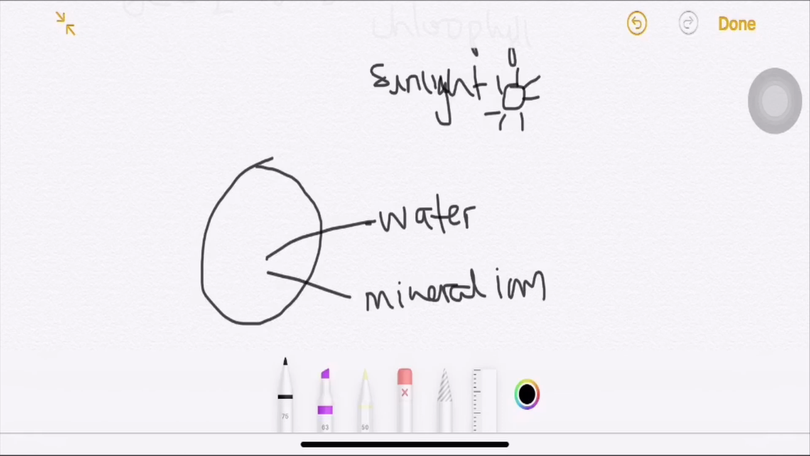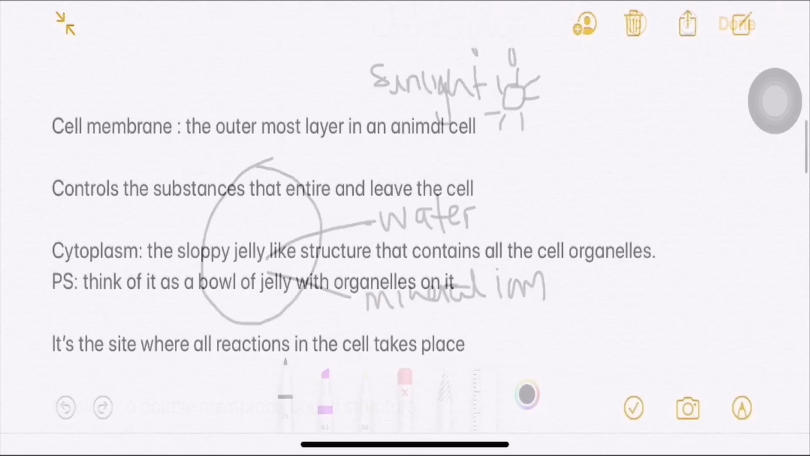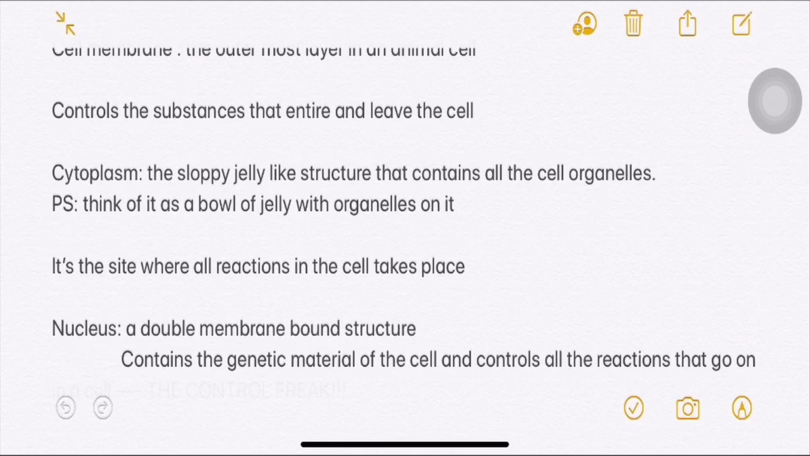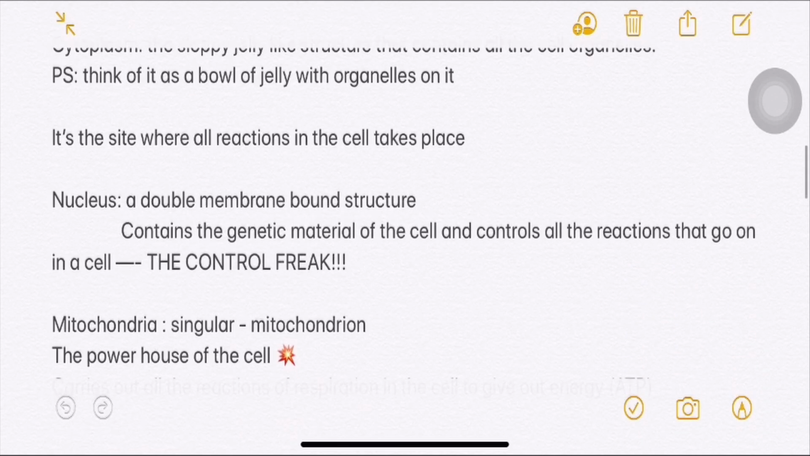So that concludes our lesson, but before I stop, I will rush through a recap. The cytoplasm is a sloppy jelly-like structure that contains all the cell's organelles, so think of it as a ball of jelly, as I mentioned in the beginning of the video. It's the site where all the reactions take place. The nucleus is the control freak, a double membrane bound structure which contains the genetic material of the cell, and it controls all the reactions that go on in a cell.